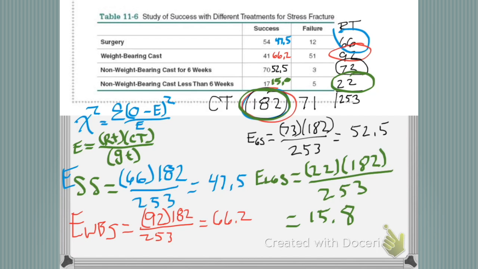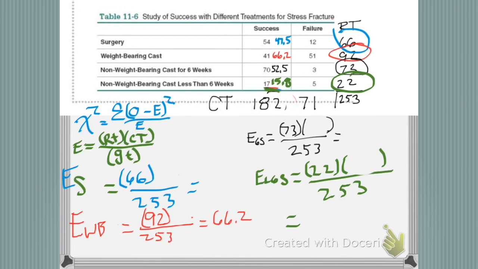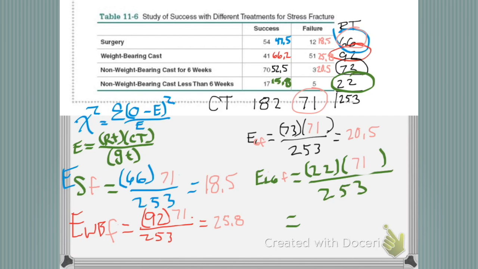Now, let me go get the other ones, but I'm going to have to do some quick erasure, because all I'm doing is changing the column total. We're going to find the expected value for surgery and failure. I changed that column total and I get 18.5. Then I do the same thing with the weight-bearing cast, and that's how we got 25.8. Then non-weight-bearing cast for 6 weeks, we change that column total, and that's how we got 20.5, and then we keep going and we get that last one.